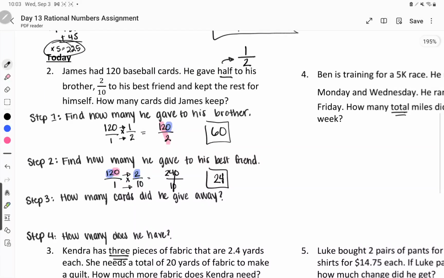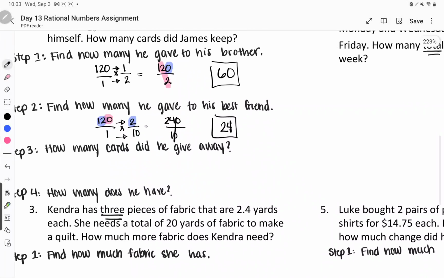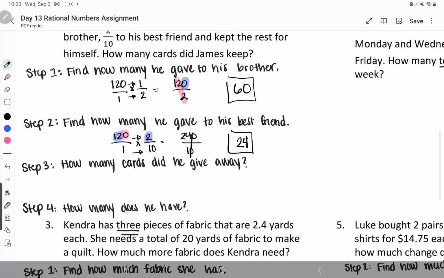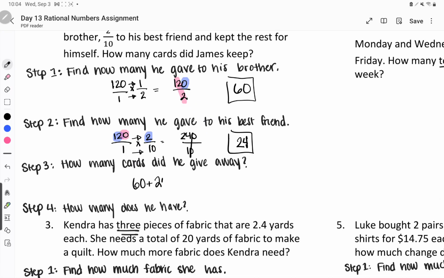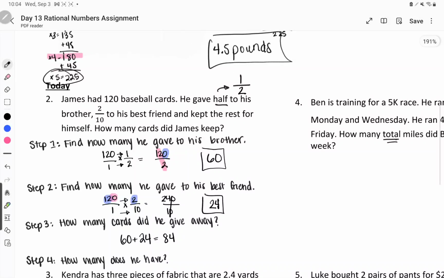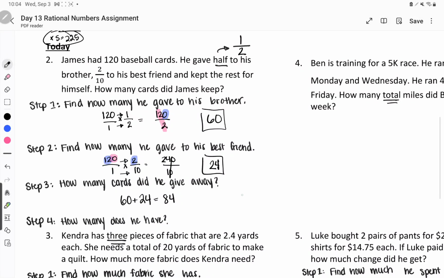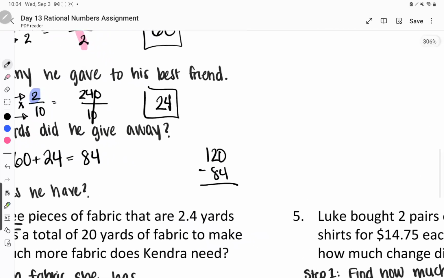And then it says, how many cards did he give away? So we have to add up together 60 plus 24 to figure out how many he gave away. He gave away 60 to his brother, 24 to his best friend, so he gave away a total of 84. Then how do we figure out how many cards he kept? We would subtract the 120 that he starts with minus the 84 that he gave away.